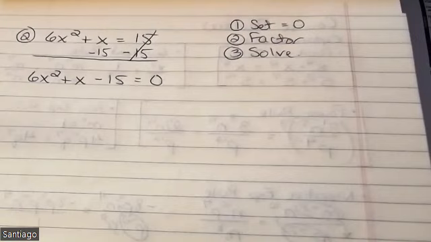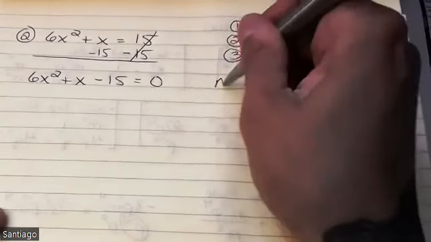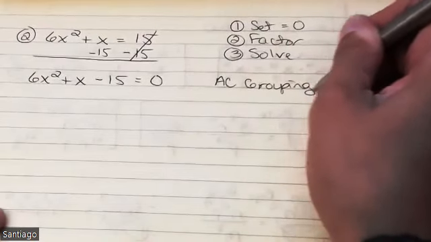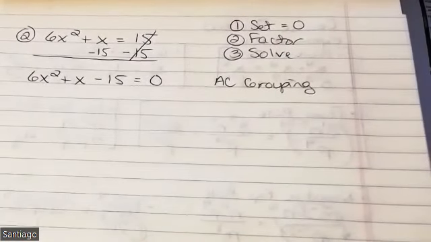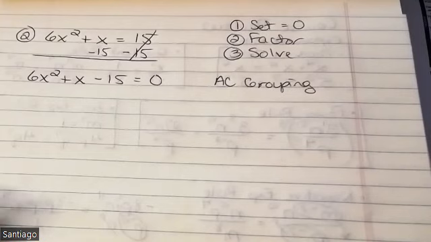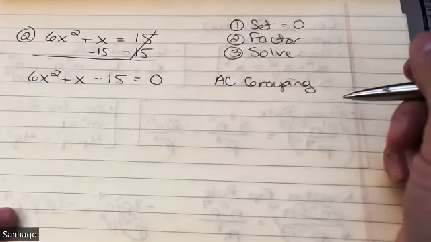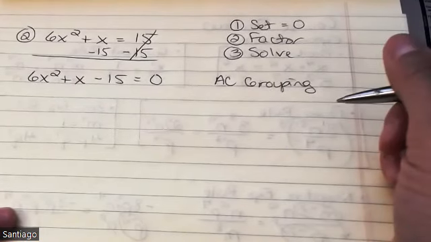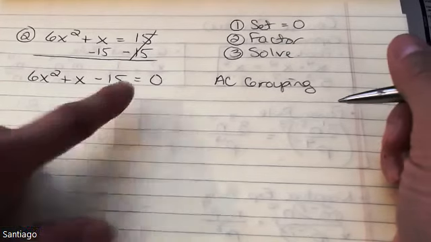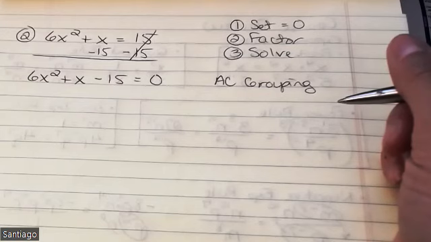Could you do AC grouping? Yes, perfection. That is absolutely correct. AC grouping. Arnold, how did you know this was AC grouping? What kinds of things did you think about as you were looking at this polynomial? Well, I was looking at it and there's nothing that you could factor with the numbers, so I just decided to factor out the numbers.